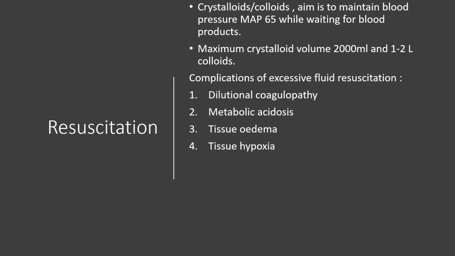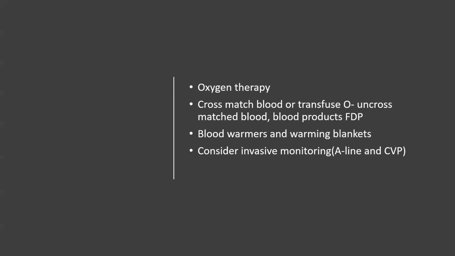There's what is called dilutional coagulopathy. They go into DIC. They have metabolic acidosis. They have tissue edema, tissue hypoxia. Then they form a vicious cycle of coagulopathy, acidosis, and hypothermia. So if you are going to resuscitate patients, resuscitate them with the aim of maintaining a blood pressure and getting blood and blood products as soon as possible. There's a move away now, when we are resuscitating bleeding patients, from giving them fluids. We need to give them blood and blood products to prevent all the complications associated with excessive fluid resuscitation.